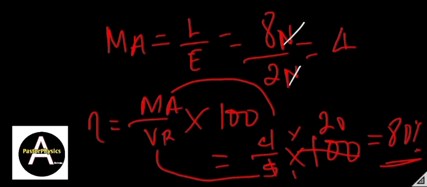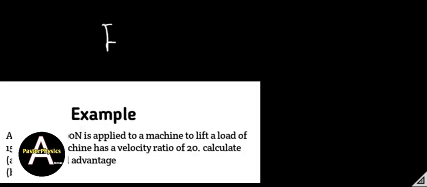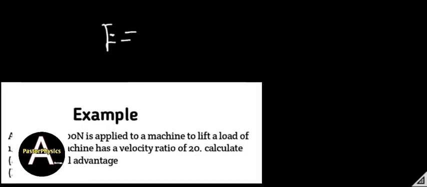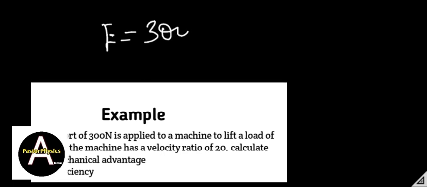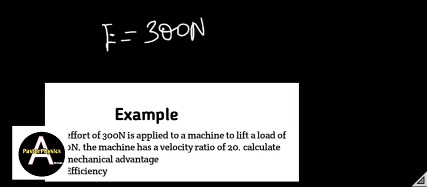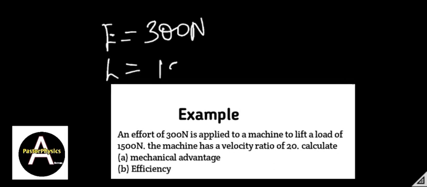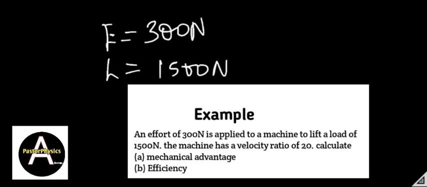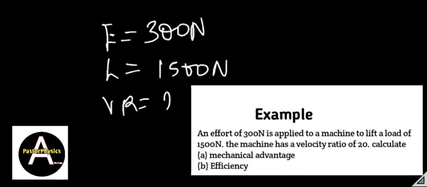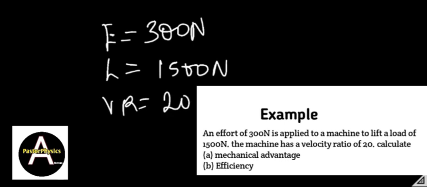First of all, what you should understand here is that you are given effort. So E is equal to 300 newton, applied to a machine to lift a load. So the load here is 1500. Any complaint? No. The machine has a velocity ratio of 20, so VR here is 20, right? Now they are asking you to calculate the mechanical advantage.